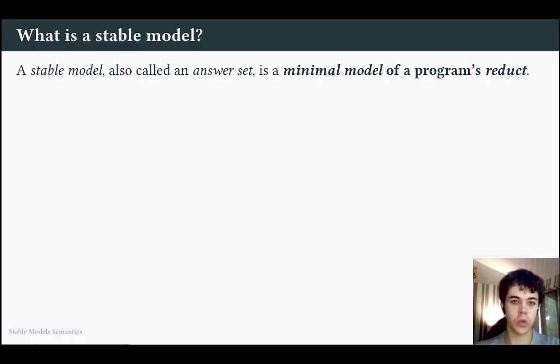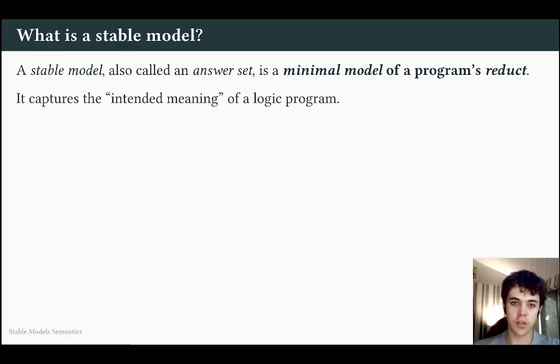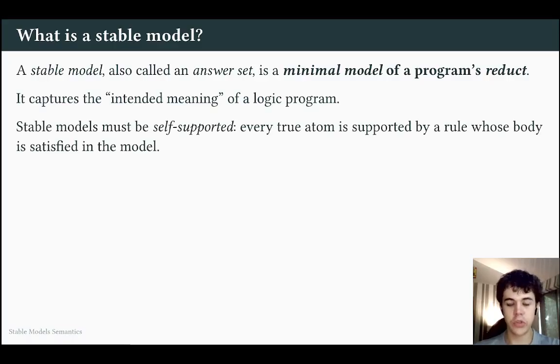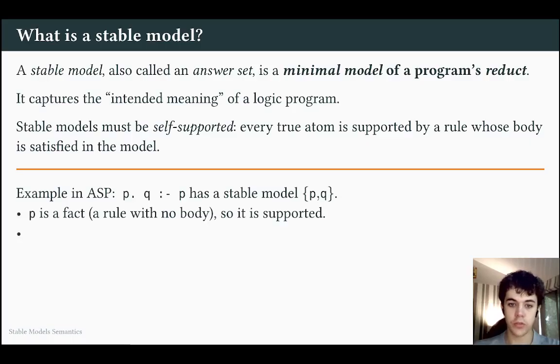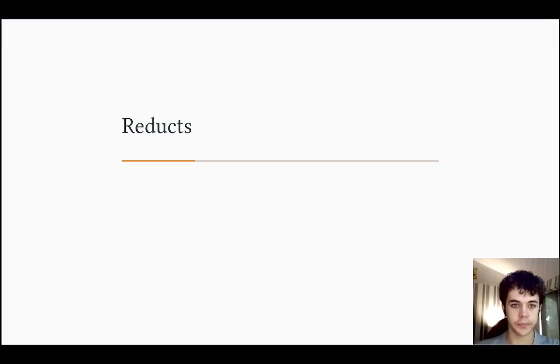What is a stable model? A stable model, also called an answer set, is a minimal model of a program's reduct. It captures the intended meaning of a logic program. Stable models must be self-supported, meaning every true item is supported by a rule whose body is satisfied in the model. An example in ASP is this program, which has a stable model of P and Q. P is a fact, so it is supported. Since P is true, Q is true via this rule.